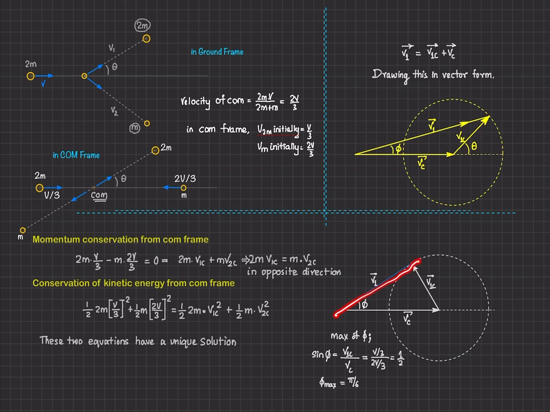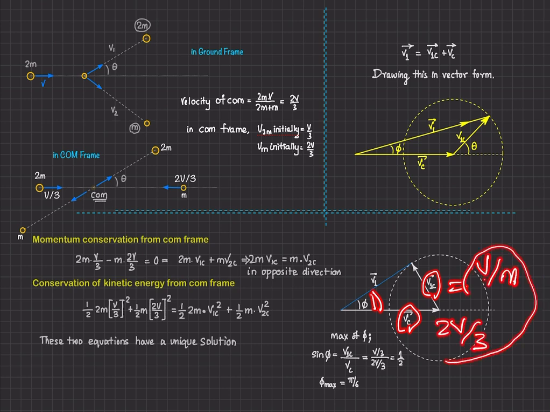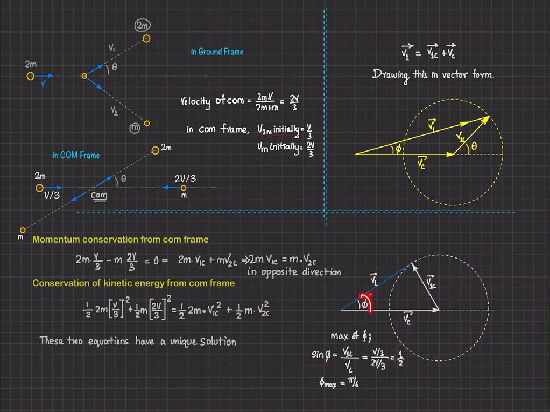So if it is tangent and this is the radius direction, this is 90 degrees, it forms a right angle triangle here. So I can say sin phi will be V1c by Vc. V1c is V by 3 and Vc is 2V by 3. So their ratio will give us sin phi equals 1 by 2. From here we get the phi value to be pi by 6, which is the maximum possible value of phi.